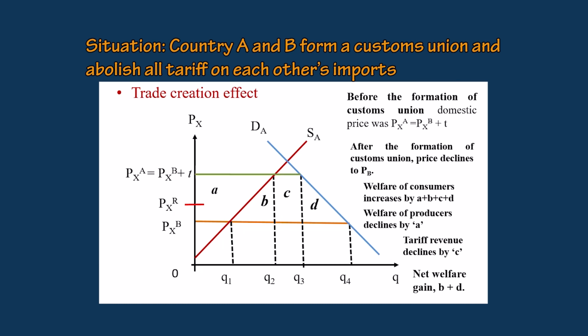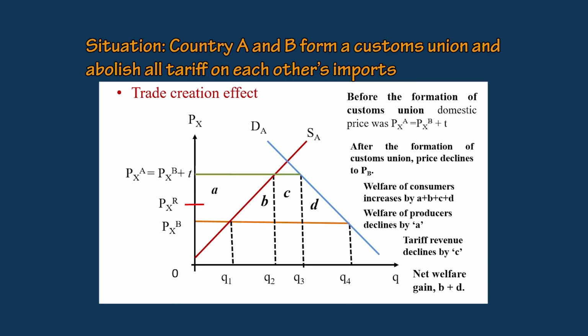So this import was to the extent of Q2, Q3. That means at price PXA, where PXA equals PXB plus T, T being the tariff, your demand is up to Q3, but your supply in your economy is Q2, so that was the import. Now, if you form a regional trade agreement between country A and B, what happens? You withdraw the tariff. When you withdraw the tariff, the price in country A for that commodity comes down equal to the price that is existing in country B.